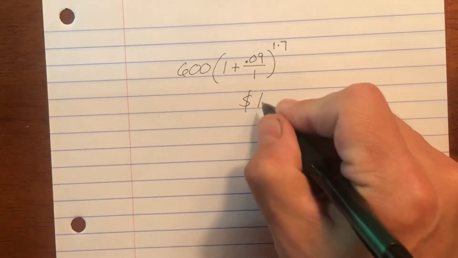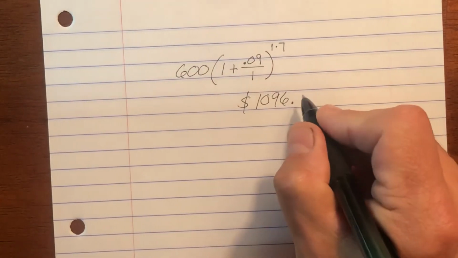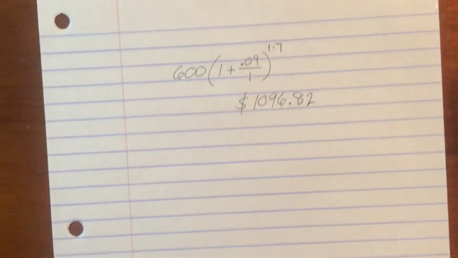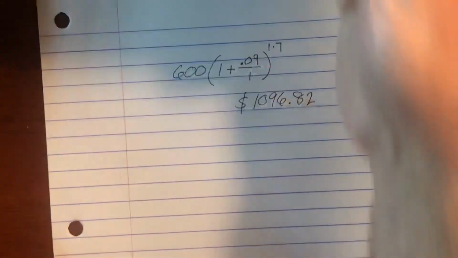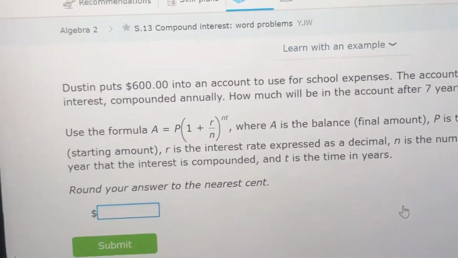Hit enter, and we're going to round this off to the nearest cent, because this is a money problem, so that means the nearest hundredth. So this is $1,096.82. The 3 says we're going to round that 2 down. So that means we've got $1,096.82. All right, let's see if it likes that. Let's type that in here.